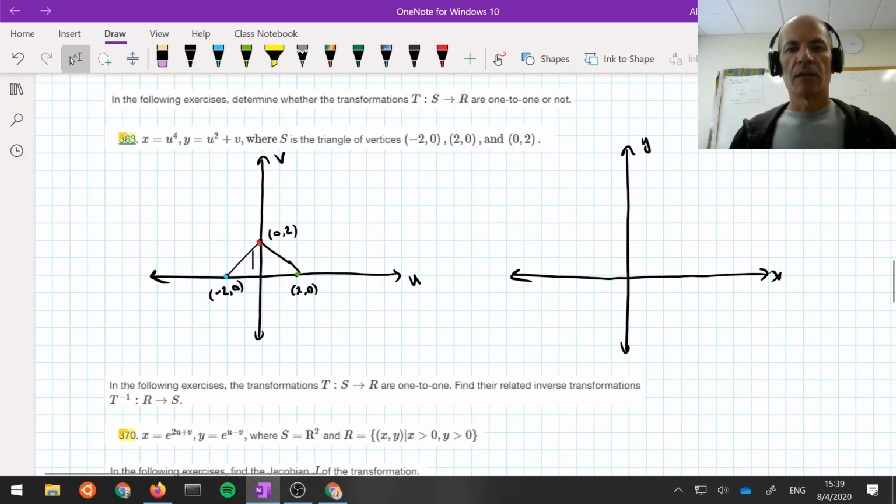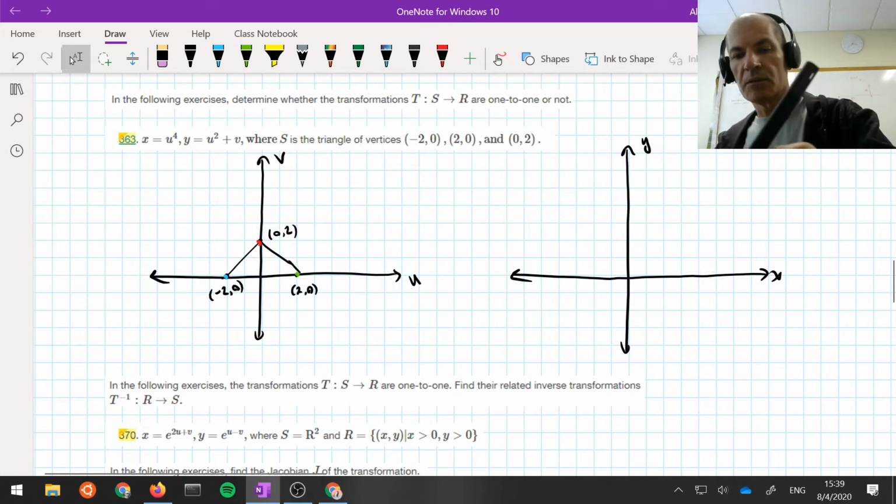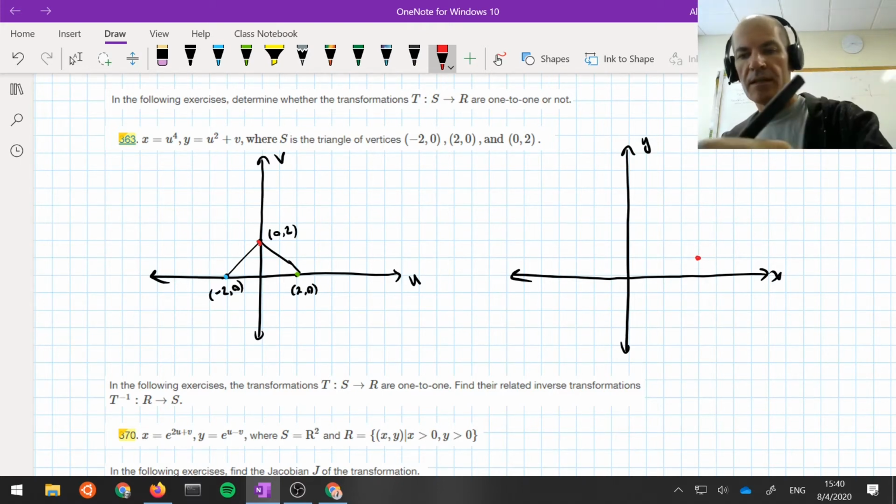All right, so let's see where -2, 0 goes. We plug in -2 for U and 0 for V. Doing so, we get -2 to the 4th, which is going to be, what, 16? X is equal to 16, and Y is equal to 4. We'll just put that right out here. We'll say each block is worth 4 units. So that ends up right there, and I want to make sure that that's blue.